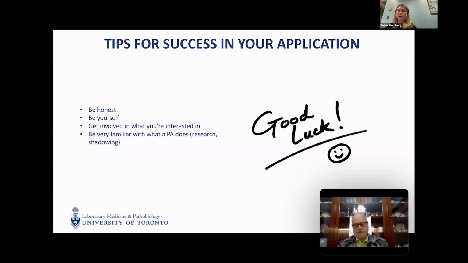And finally, a really big one, is to familiarize yourself with what a PA does. It's a very niche field. A lot of people haven't really heard of it. So in your application and your interview, you want to show that you actually know what a PA does, that you've looked into it and can see yourself doing it. So do some research online, watch some videos, talk to other PAs, and if you can, do some shadowing. I know it's not the easiest to get, but try your best and good luck.